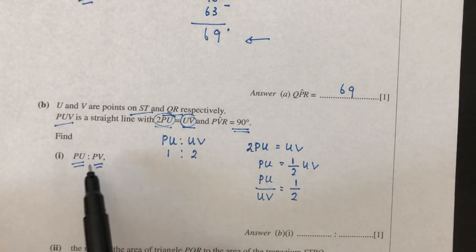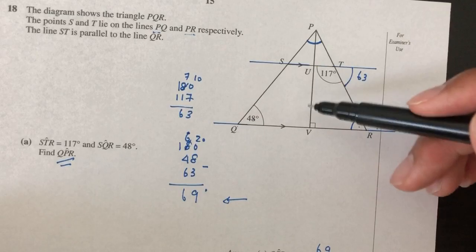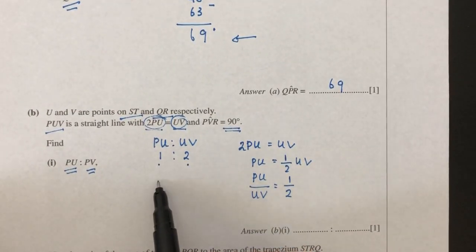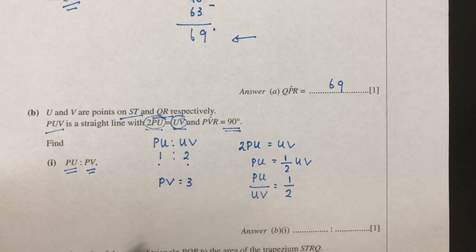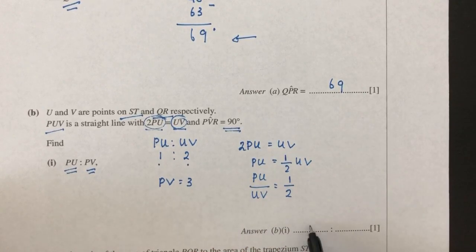Now PV is the whole thing. PV is the whole thing. So PV is 1 plus 2. So PV is 3. Now PU is 1, PV is 3. The ratio will be 1 to 3.